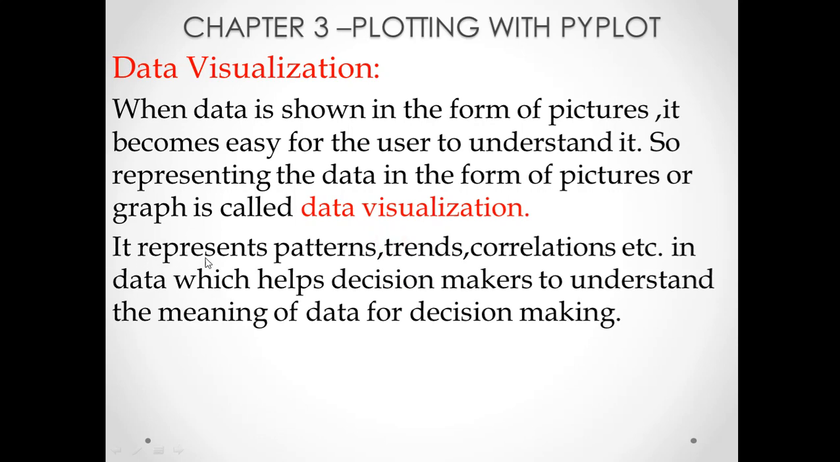Next, it is written that it represents patterns, trends, correlations, etc. in the data. If the data is shown in the form of correlations and patterns, it helps decision makers understand the meaning of the data, and they can easily take decisions. It helps in decision making in big organizations and business organizations. This chart, this graph will help a lot in taking decisions.